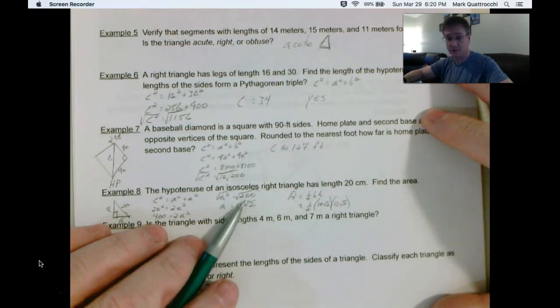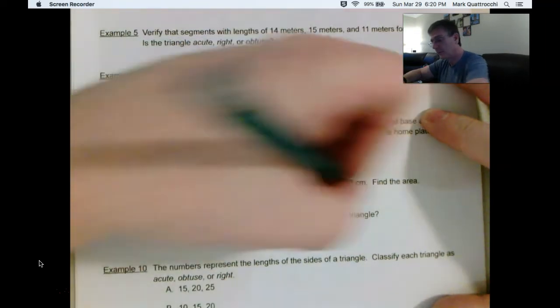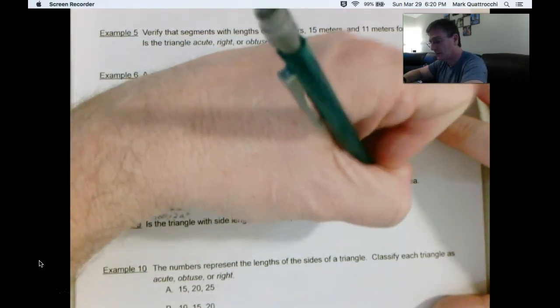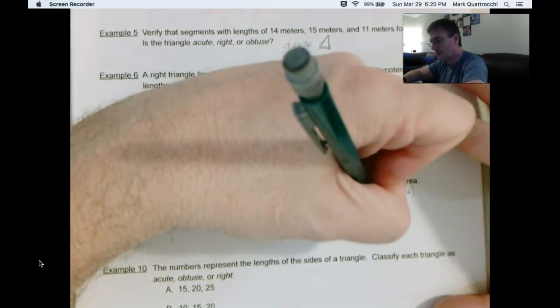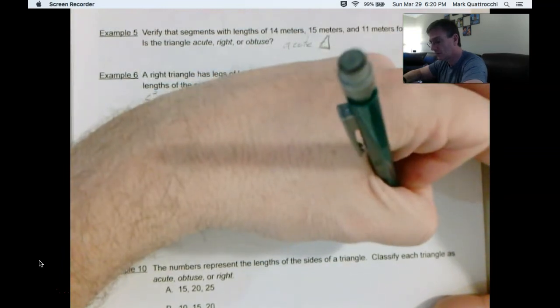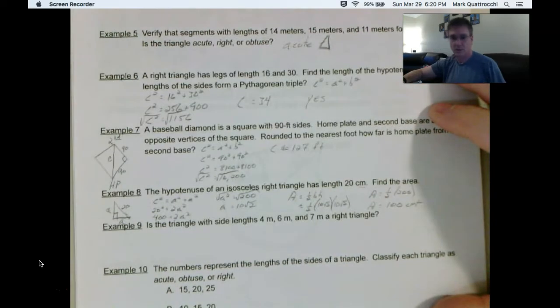Since we just found the square root of 200 is 10 square root of 2, square this 10 square root of 2, you get 200. So the area equals 1/2 times 200. Area equals 100 centimeters squared, since we knew what the units were.